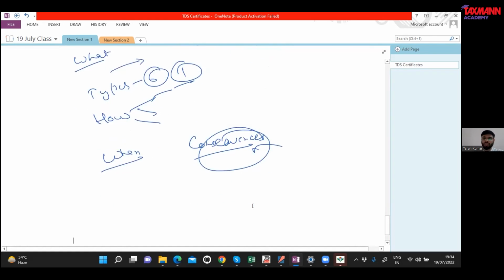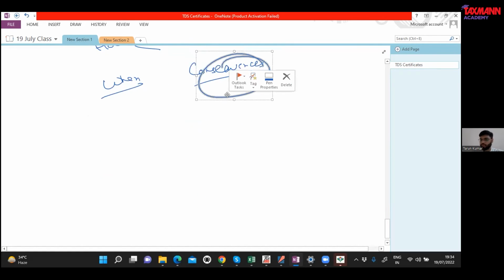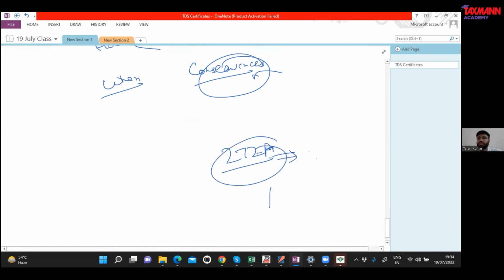He will be charged with a penalty under section 272A. So what is the penalty? The penalty is 100 rupees per day. The penalty is 100 rupees per day for not issuing the TDS or TCS certificate to the deductees. So these are the consequences of not issuing the TDS certificate.